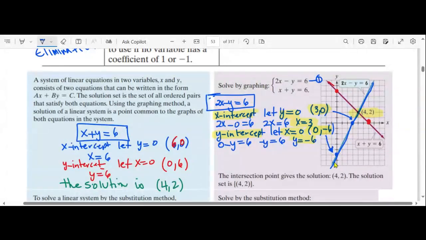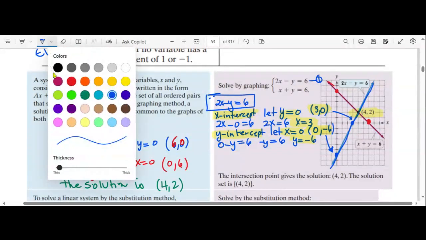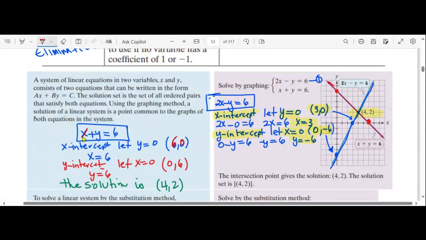You put the first point and the second point, and then you draw the line. Clear? Okay. Now we go for the second equation. The second equation, we have what? X plus y equal what? 6. We will follow the same steps.